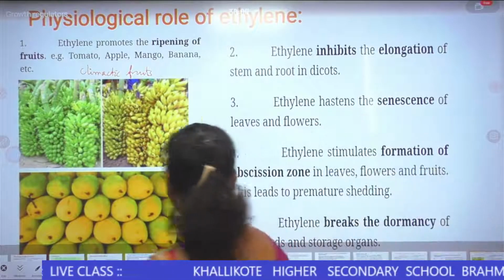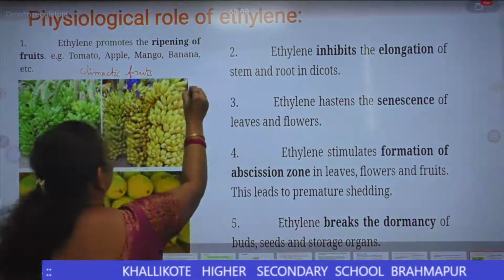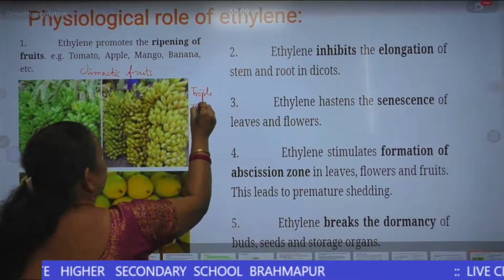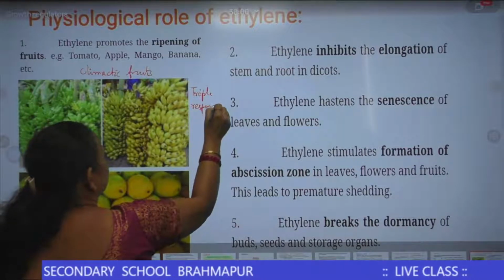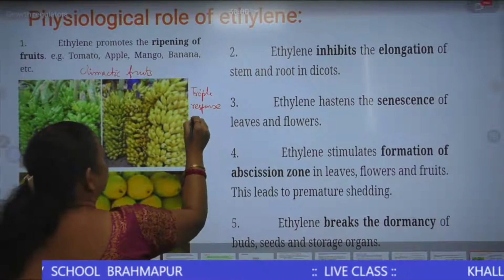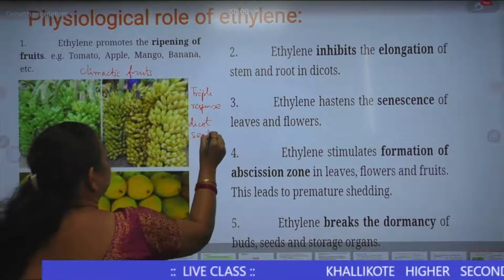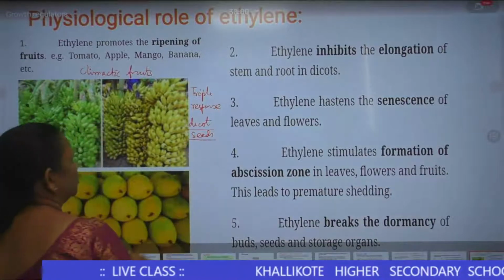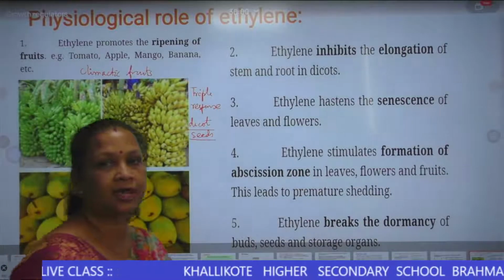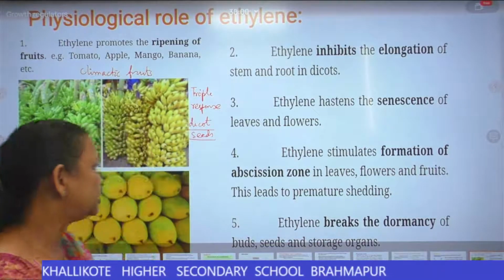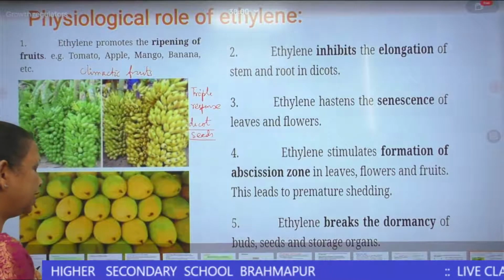Again, we take ethylene's triple response as an important factor. An important activity of ethylene is called the triple response. This triple response is found in the dicot seeds.